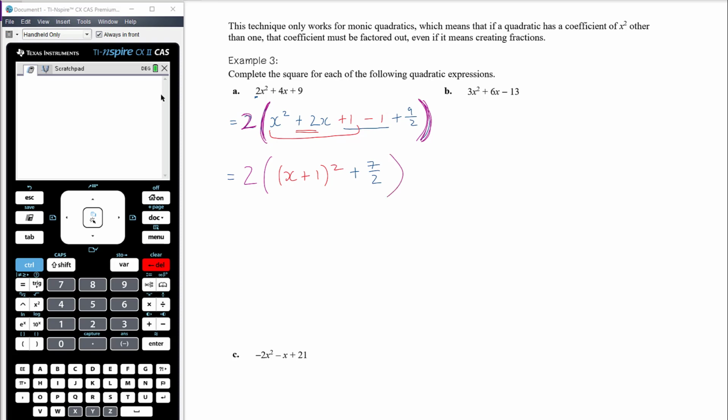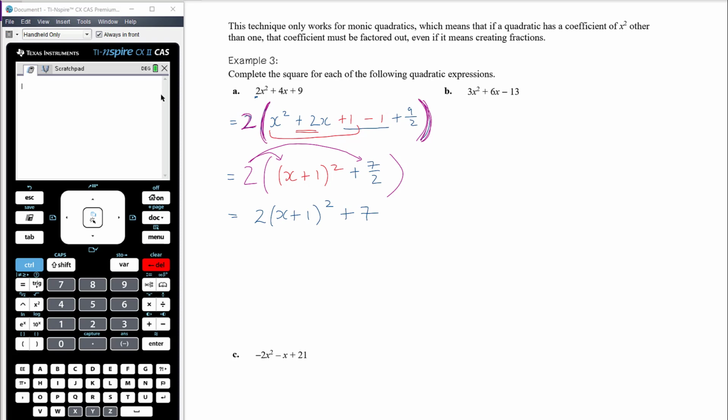Okay, so this is where it's key. This is where, at that step, you'll have forgotten to write those purple brackets, and you'll therefore have the incorrect answer. Because what needs to happen now is, we multiply out these purple brackets by doing 2 times this bracket, and 2 times 7 on 2. And so when we do that, we get 2 lots of x plus 1 all squared plus 7. And we've completed the square.